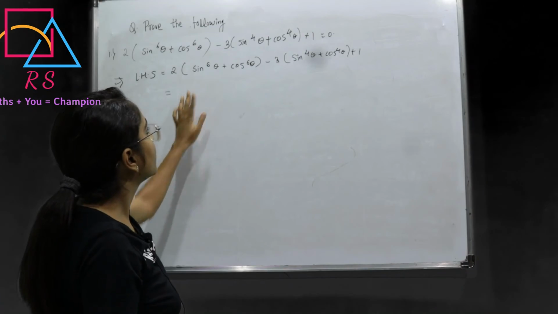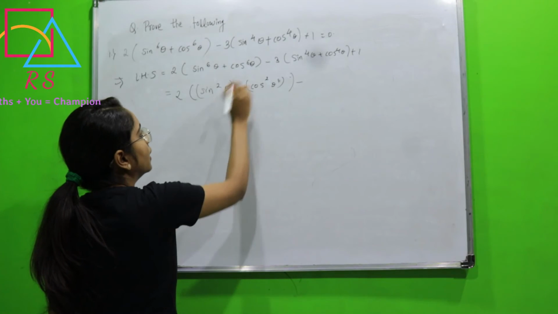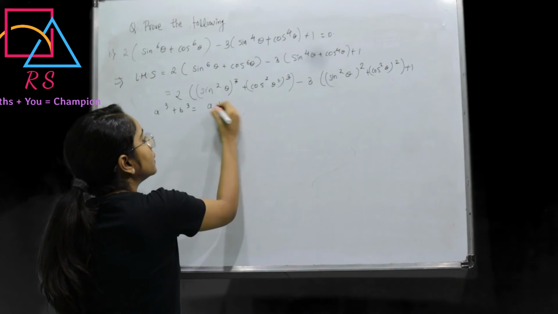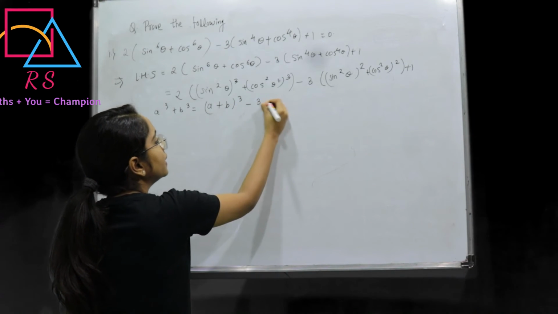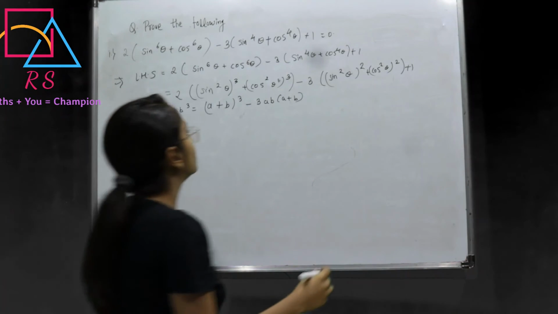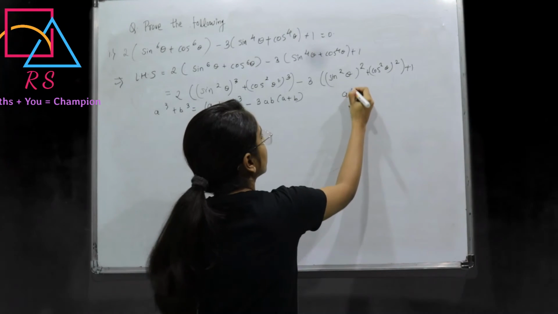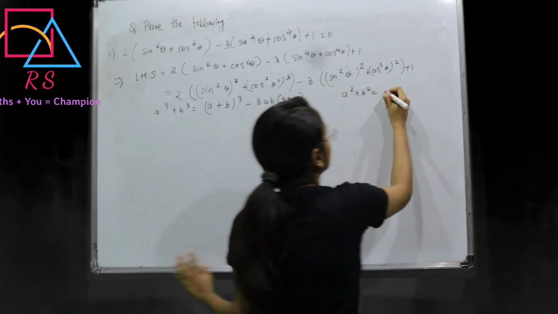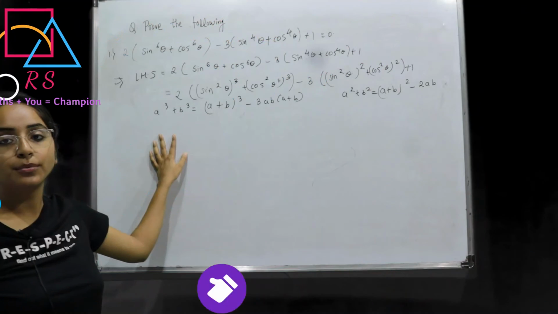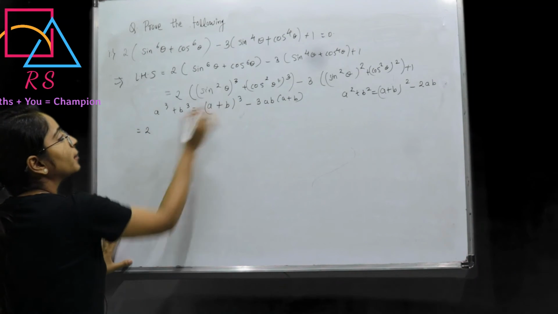I'll further see, I can apply sine square theta and cos square theta and the cube of these values: (a plus b) whole cube minus 3ab times (a plus b). And further, a square plus b square has a formula: a square plus b square is (a plus b) whole square minus 2ab. Further, put these formulas and solve the equation.